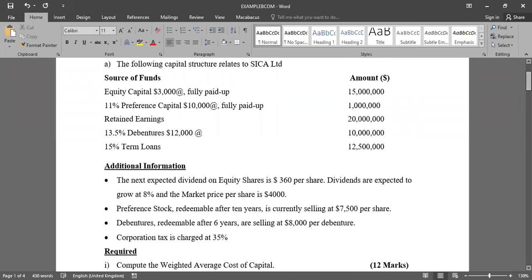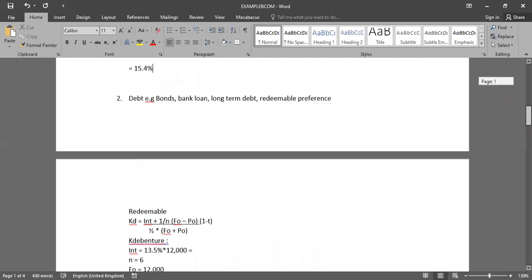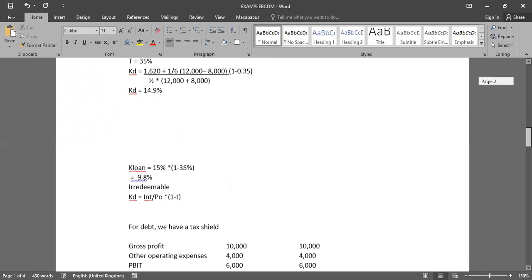Now for equity, it's the same thing, really. Same formulas, just apply. So if I go to the formula of equity, just bring it forth.